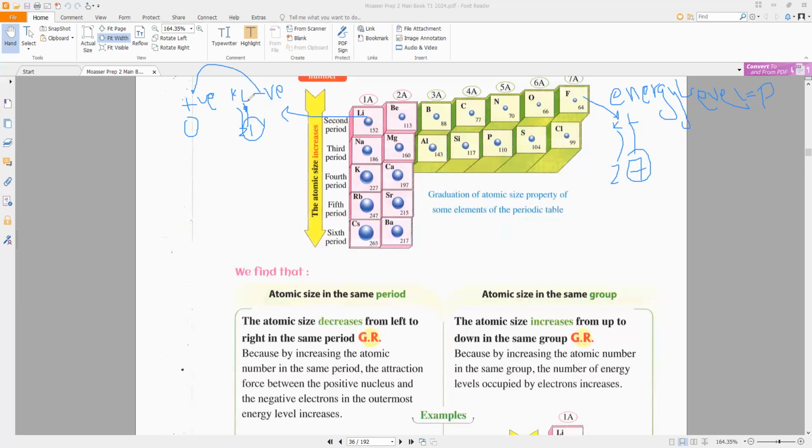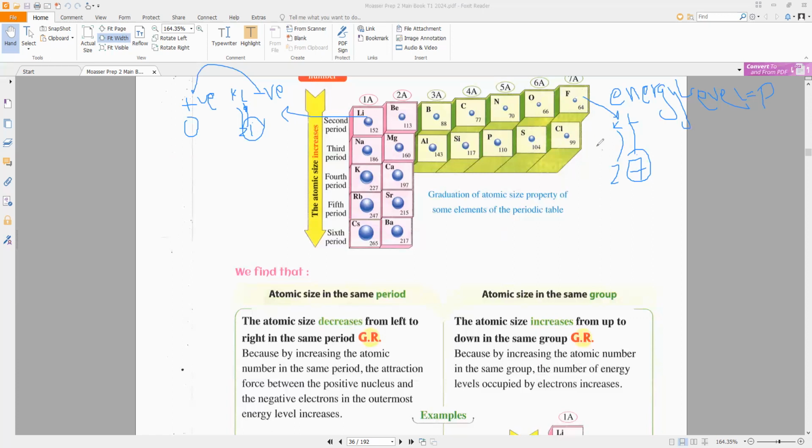This attraction force is affected by the number of electrons in the outermost energy level. How? If the number of electrons in the outermost level increases, the attraction force increases. So lithium has only 1 electron in the outermost level, so the attraction force is small. But fluorine has 7 electrons in the outermost level, so the attraction force between the nucleus of fluorine and the 7 outermost electrons is larger.